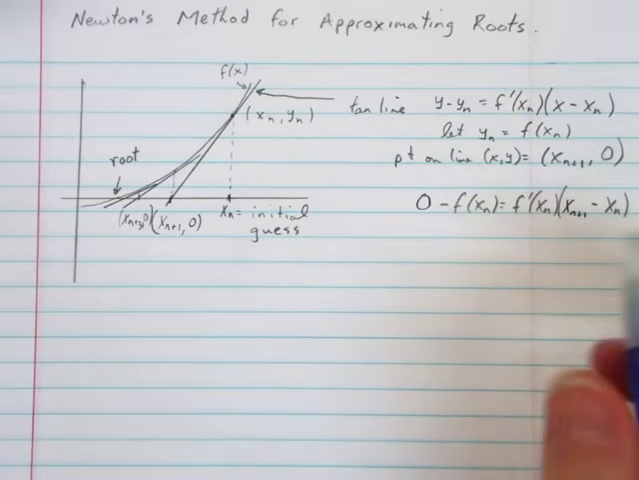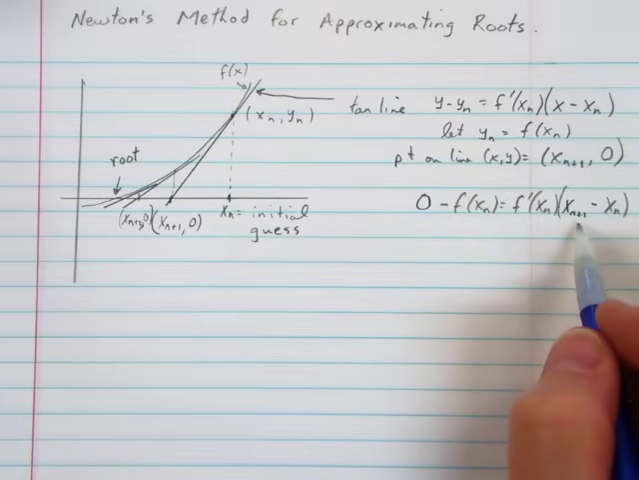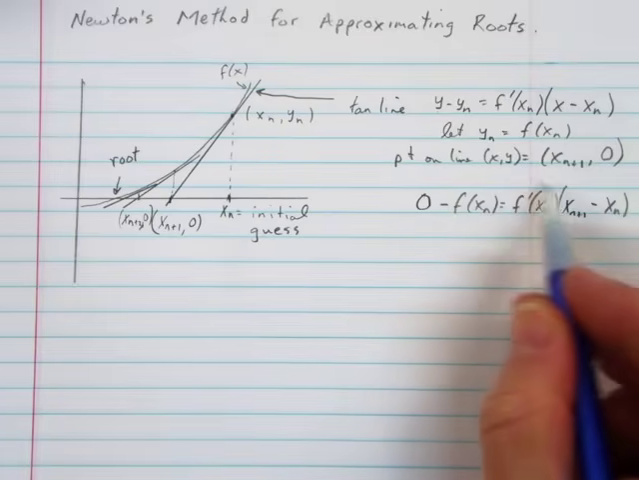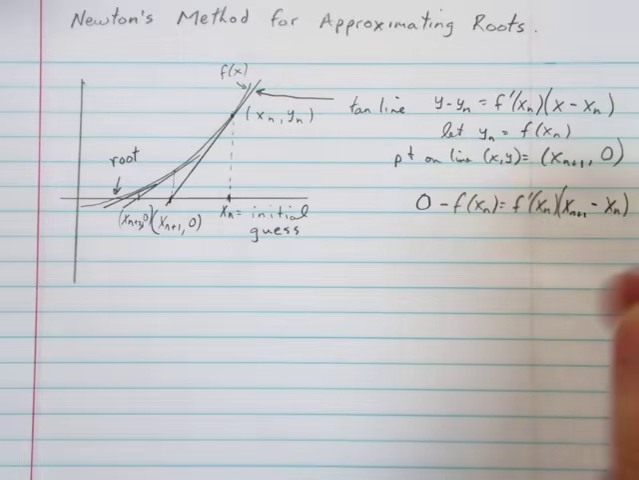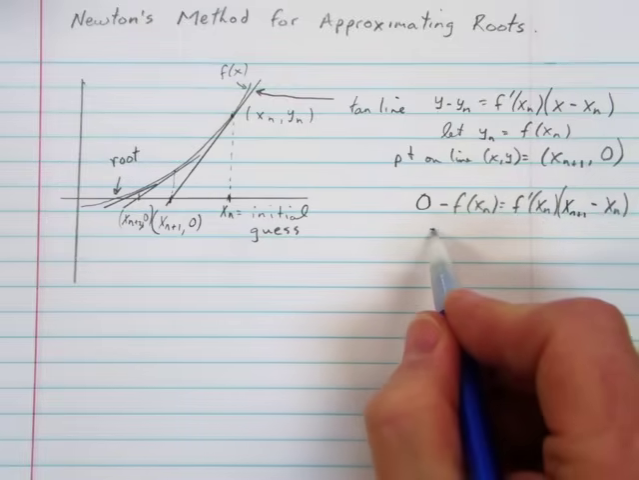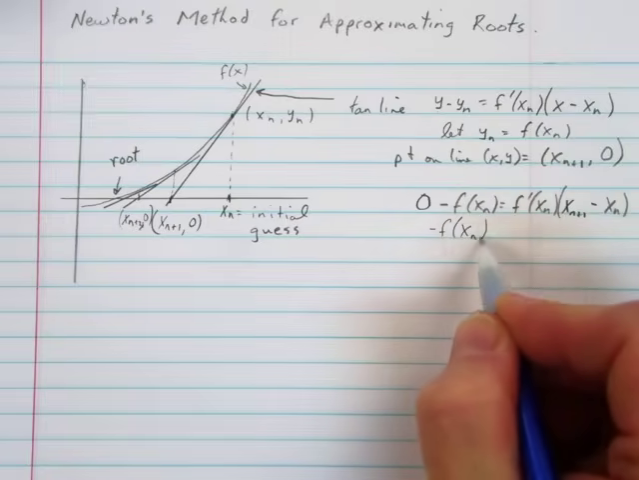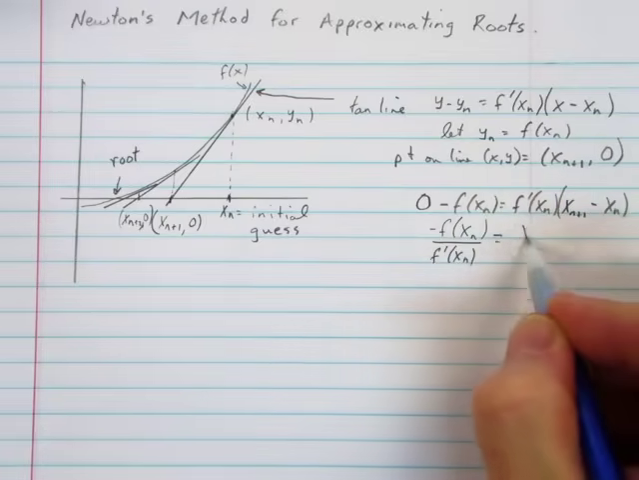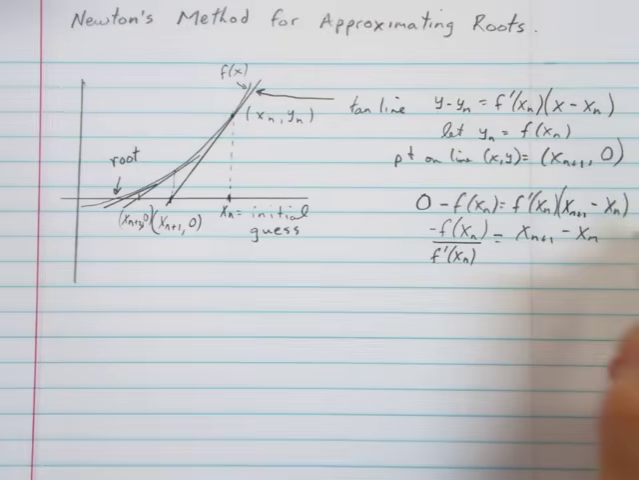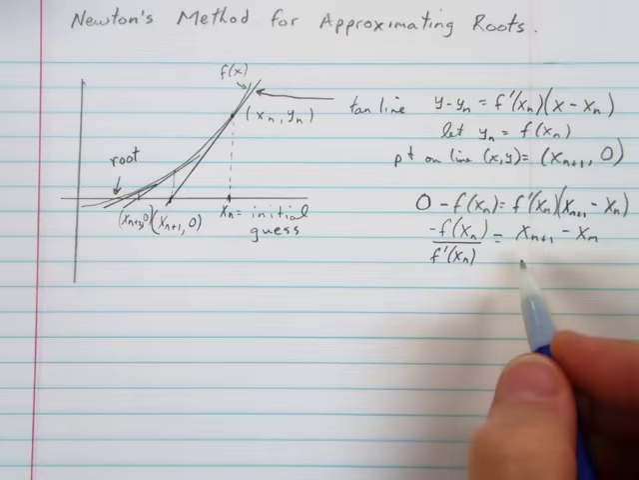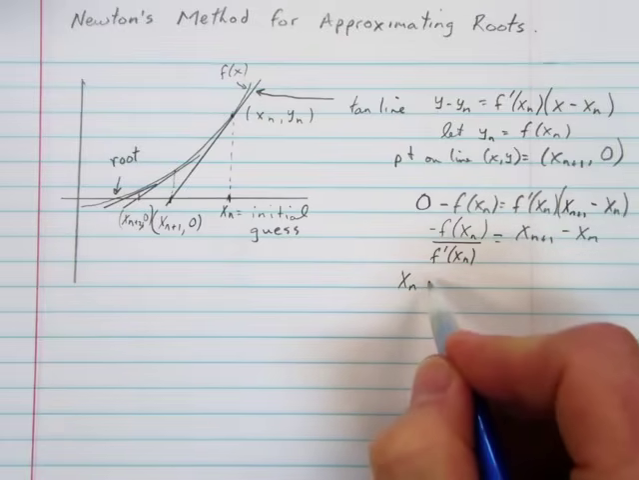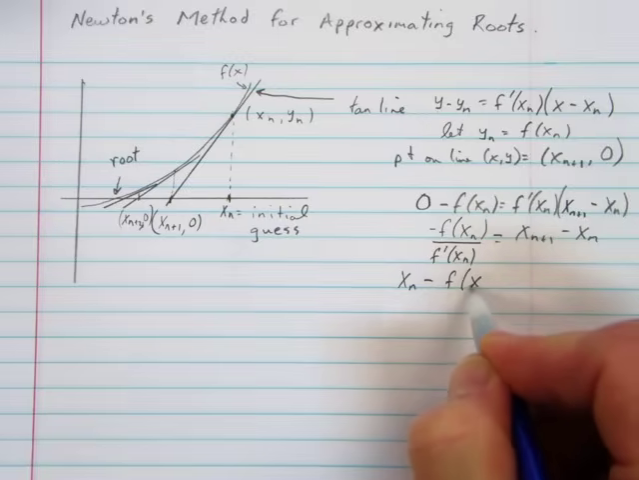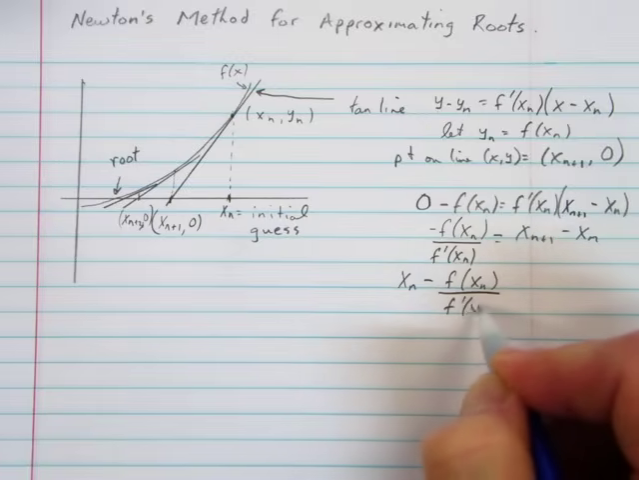At this point, what we want to do is find out what x sub n plus 1 is, so we need to solve this equation for that variable. The first thing to do would be to get rid of this derivative f prime of x sub n. So we'll divide both sides by it. So we'll have negative f of x sub n divided by f prime of x sub n, and that will equal x sub n plus 1 minus x sub n. Now in order to solve this for x sub n plus 1, we'll move the x sub n over to the other side. And we'll get x sub n plus 1 equals x sub n minus f of x sub n divided by f prime of x sub n.